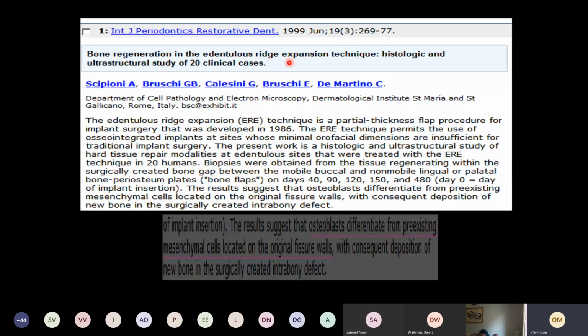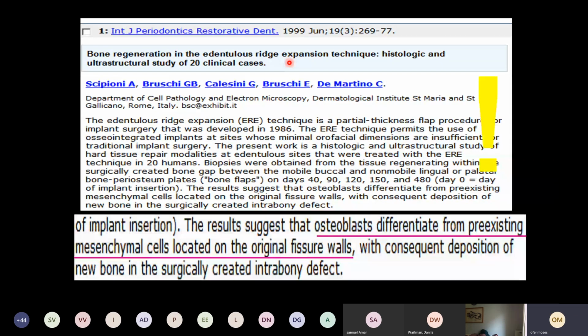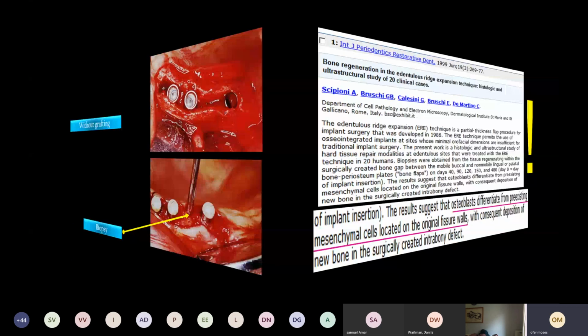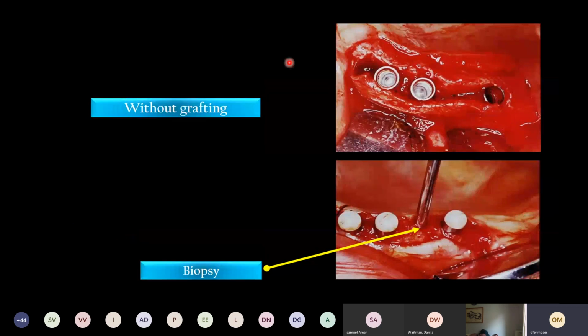Simeone also reported in 1999 on 2 clinical cases, and he reported a high success rate, something like 98%. These are photographs taken by him, and I'm just showing what he showed. He put 3 implants and he took a biopsy from this area, and he put it into a transmission electron microscope. It is very interesting to see.